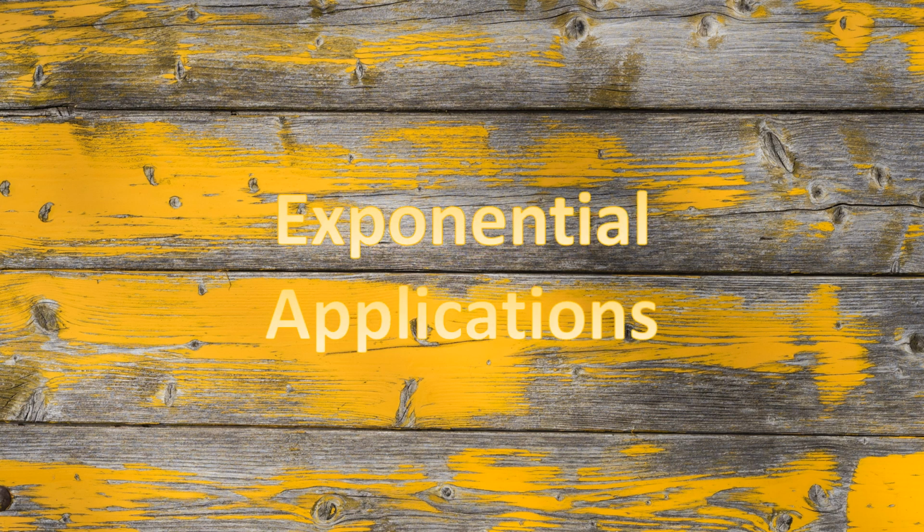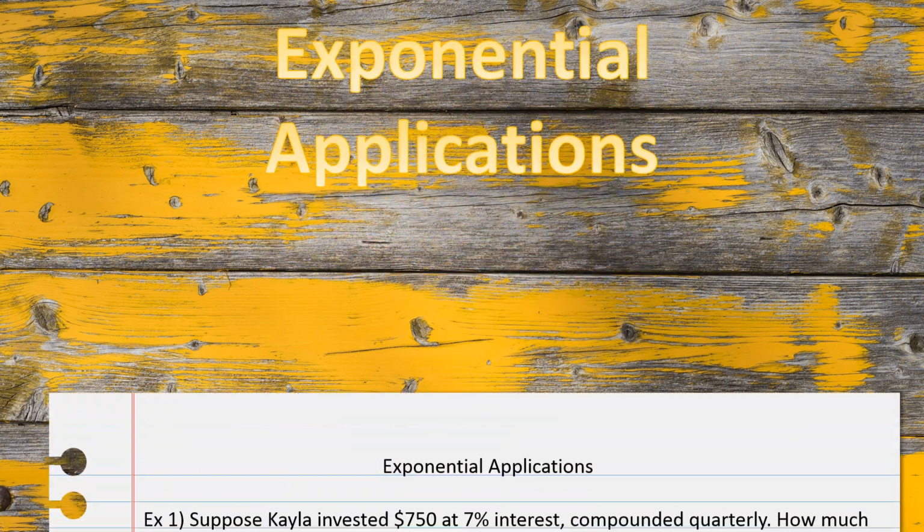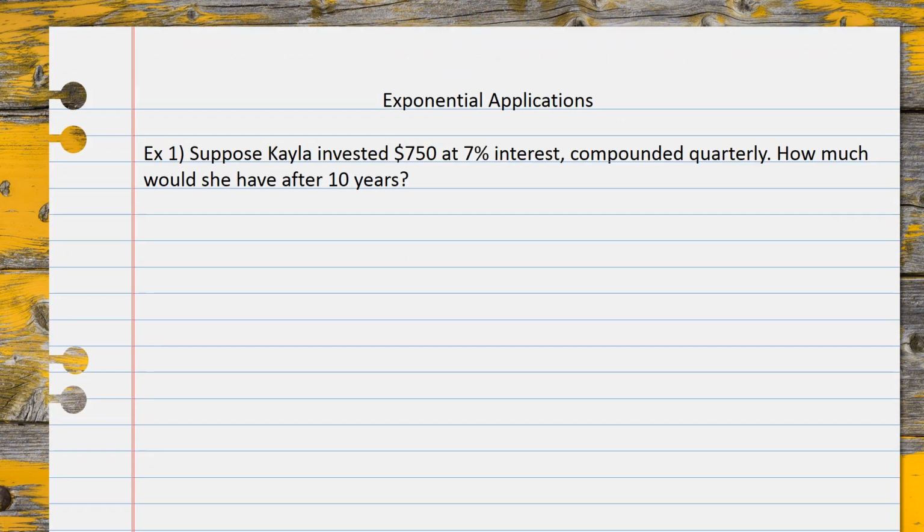This lesson is over exponential applications. Example 1. Suppose Kayla invested $750 at 7% interest, compounded quarterly. How much would she have after 10 years? Well, first, let's look for a key phrase. Notice the phrase compounded quarterly.